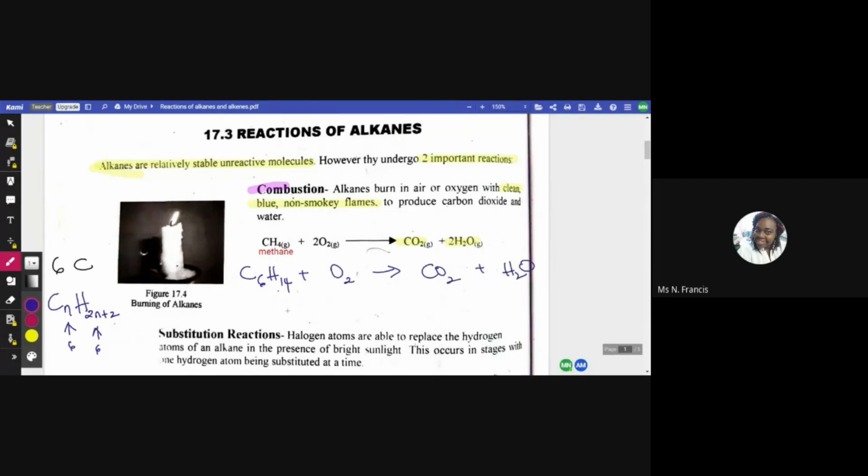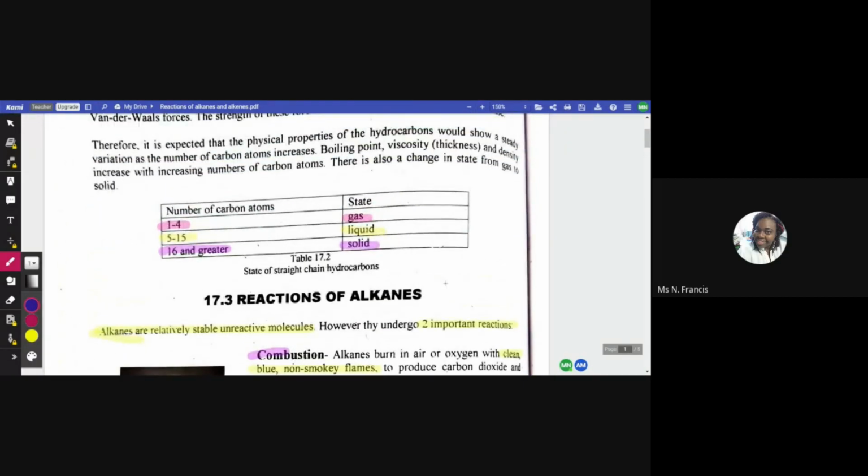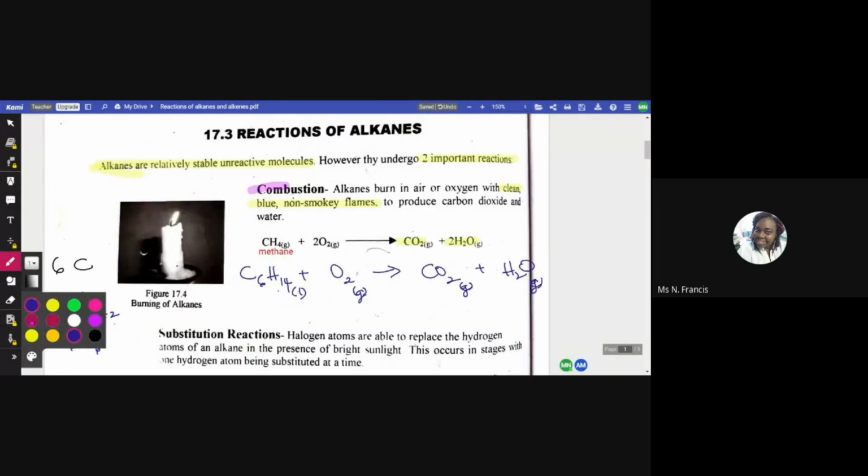Now, our challenge is, oh, by the way, help me put in the state symbols, ladies. What will be the state symbol for oxygen? Thank you. What's the state symbol for carbon dioxide? What's the state symbol for water? Gas. In this case, it's going to be a gas. It's normally a liquid, but because we're just burning directly, it's going to come off as water vapor in this part. Now my hydrocarbon has 6 carbon atoms. Is it going to be a gas, a liquid, or a solid? Liquid.